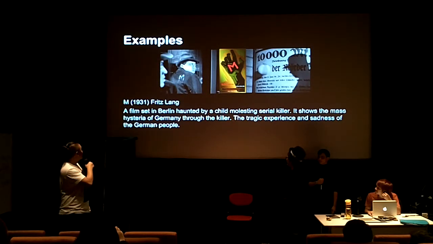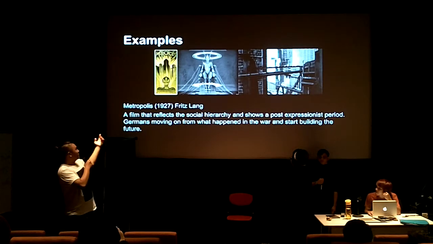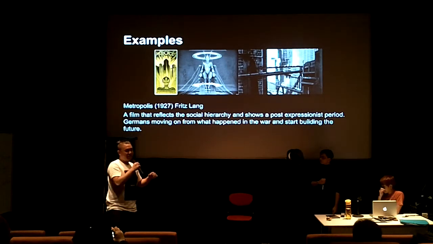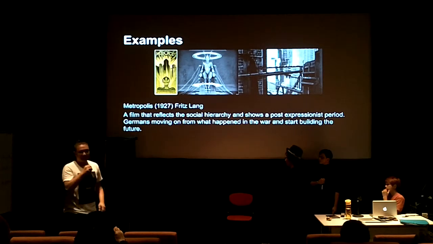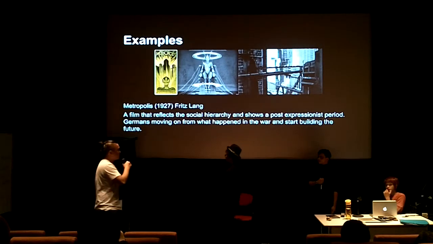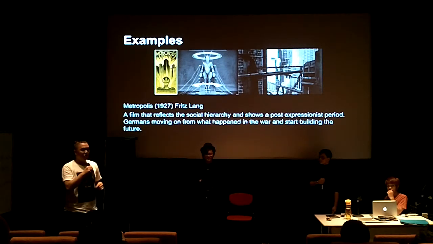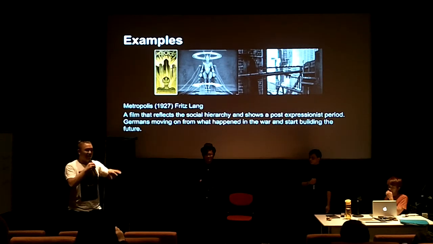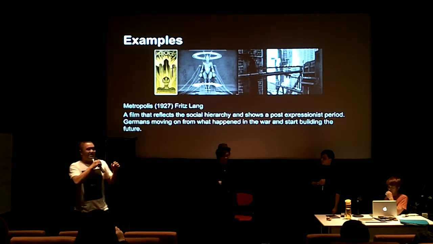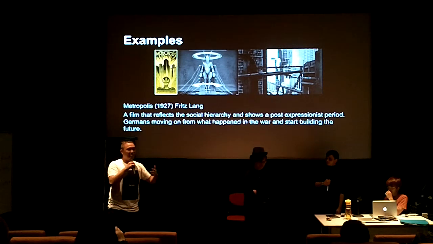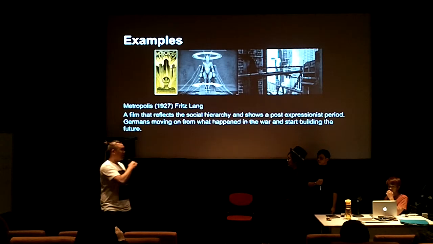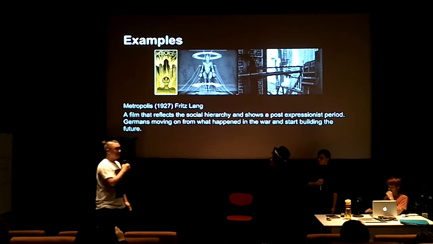Okay, let's move on. Another example from Fritz Lang is Metropolis. Basically, it's a very stylized film. It's a very futuristic film. It shows post-expressionism, the post-era. So it's basically them moving forward, moving away from their tragic past and all the wars and everything. So yeah.